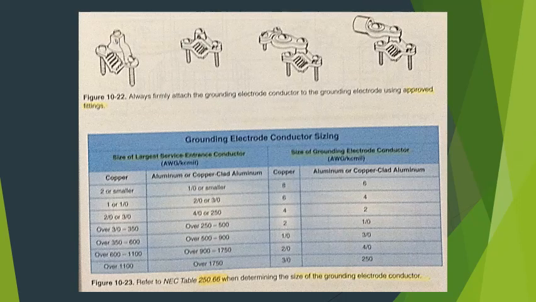Grounding electrode conductor. The grounding electrode conductor connects the grounding bus bar to the grounding electrode. This conductor should provide little resistance. For that reason, the conductor is typically copper, aluminum, or copper-clad aluminum. The grounding electrode conductor must also be firmly attached to the grounding electrode using approved fittings. Figure 10-22. As with all conductors involved in grounding, the grounding electrode conductor must never be interrupted.